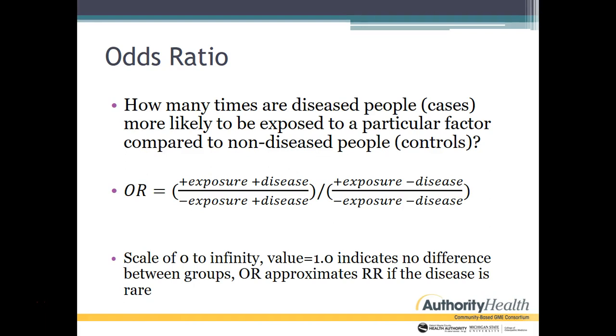All right, another way to look at it is how many times are diseased people, aka cases, more likely to be exposed to a particular factor compared to non-diseased people, aka controls. So you see here, these are the cases, these are the controls, and then it's just the odds of exposure to non-exposure in each case. So that's just another way to think about odds ratio, just like the relative risk. And just like relative risk, this is a scale of 0 to infinity. 1 indicates no risk, and the odds ratio will approximate the relative risk if the disease is rare.